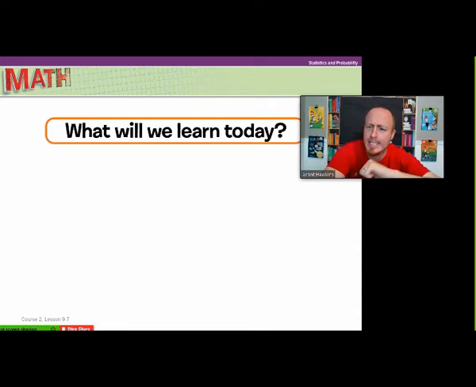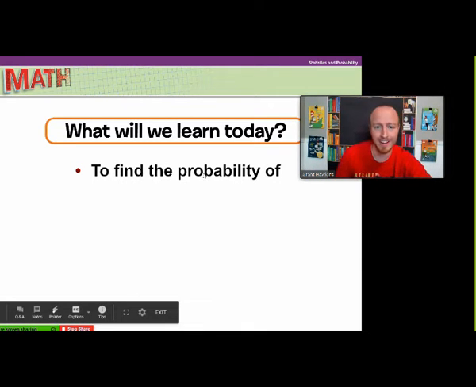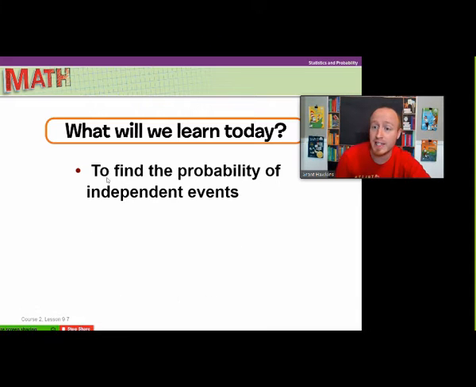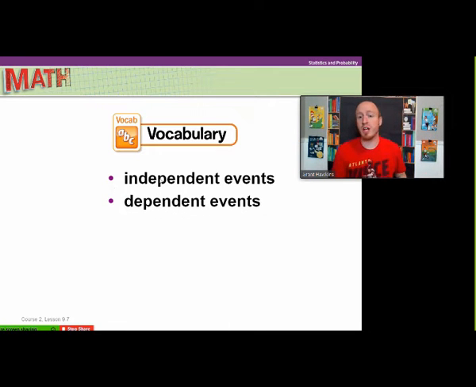All right, let's get started here with what we're going to learn today. What are we going to learn today? To find the probability of independent events and the probability of, you guessed it, dependent events. So first thing we got to know is, what is that? Well, we've talked about it before, but just to give you real plain, clear cut, because I don't know that the book defines it. Independent events don't affect one another.